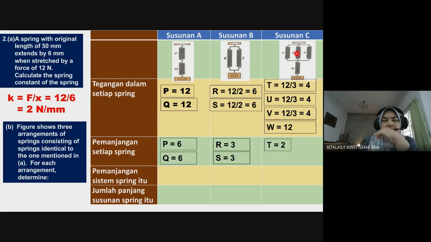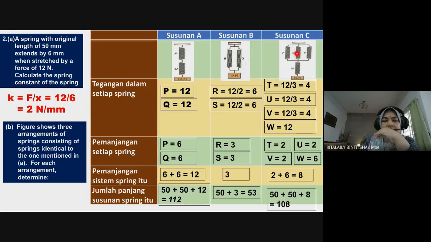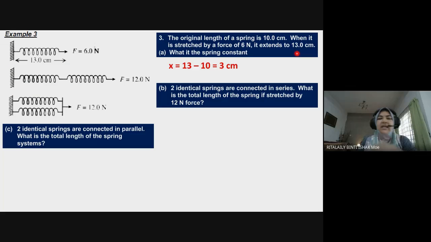Ya, apa? Ambil yang ni lah. Yang tu saya tak faham apa dia nak.